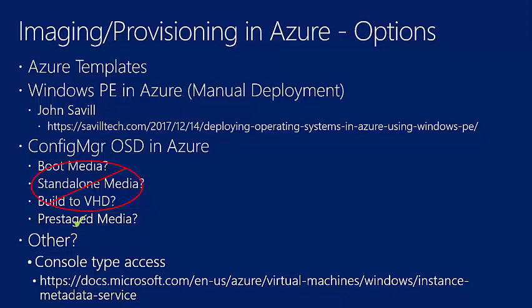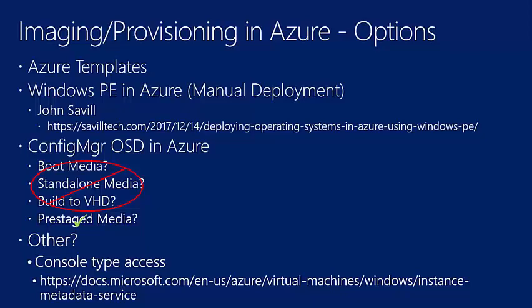ConfigMgr OSD in Azure, at the end of the day, basically uses a ConfigMgr customized Windows PE. So we have a number of different options we might think about whenever we consider ConfigMgr. That would include boot media or standalone media. There's also a build to VHD option that historically has been available in the console, right? So already you can tell that those top three just are not going to be workable in an Azure environment.